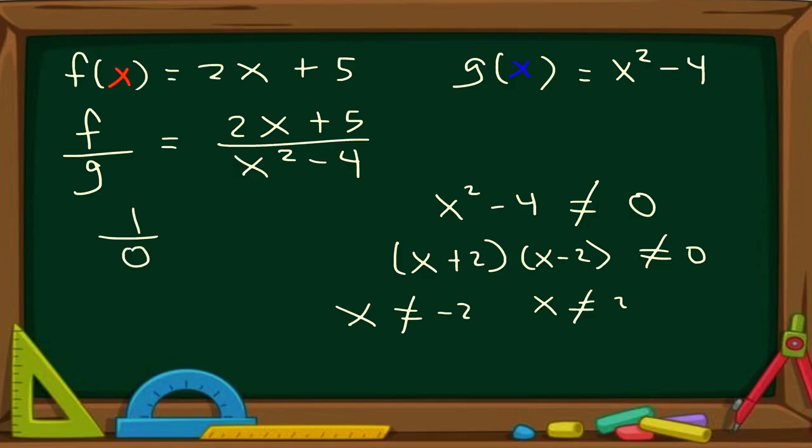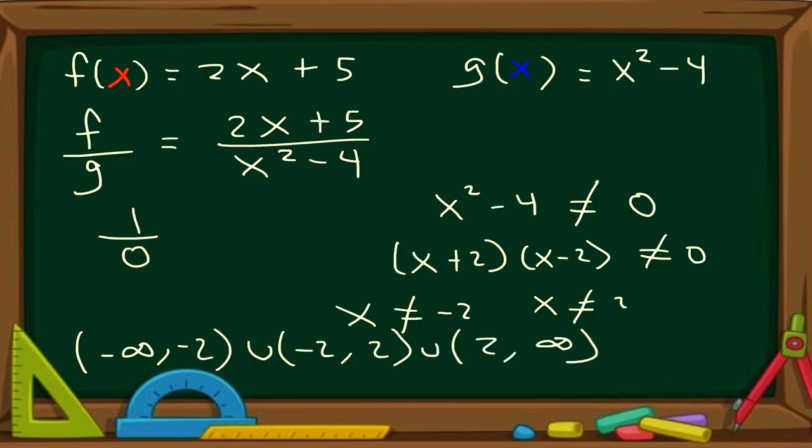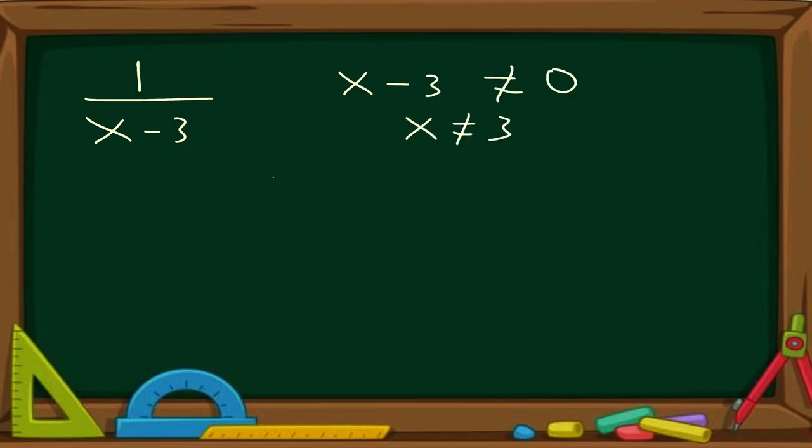So how can we write the domain using interval notation? If x cannot equal negative 2 or 2, it's going to be from negative infinity to negative 2, union negative 2 to 2, union 2 to infinity. So here's another example. Let's say we have the function 1 over x minus 3. X minus 3, the denominator, cannot be 0, so x cannot be 3. Therefore, the domain is everything except 3. That's how you write it.